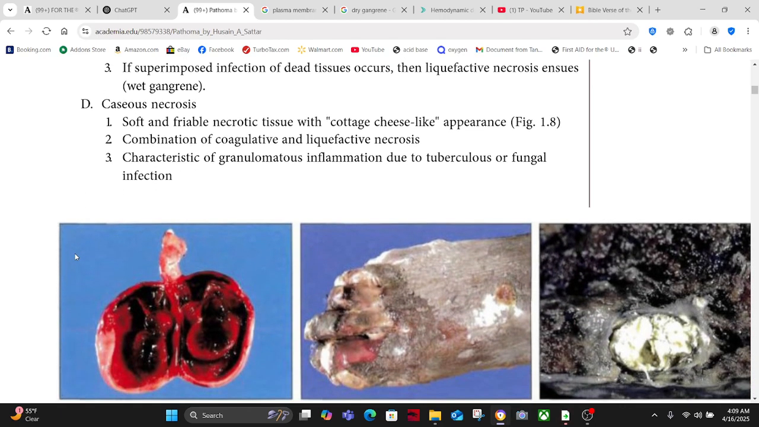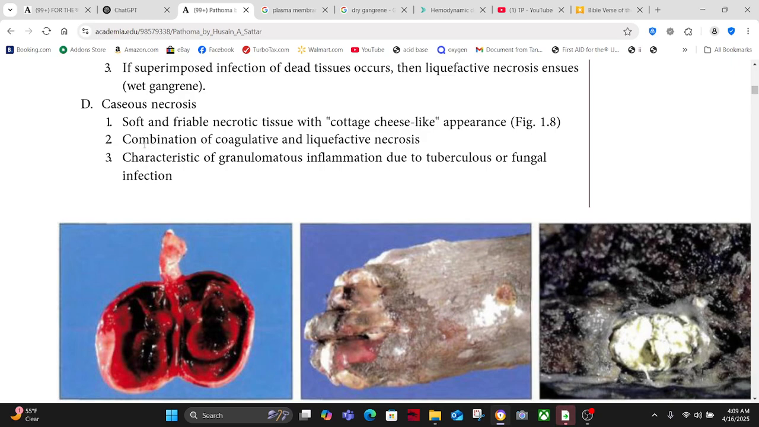Okay, caseous necrosis. Caseous necrosis is soft and friable necrotic tissue with cottage cheese-like appearance. Right here. That was like cottage cheese, right?